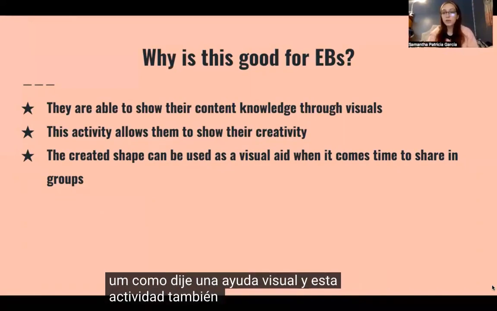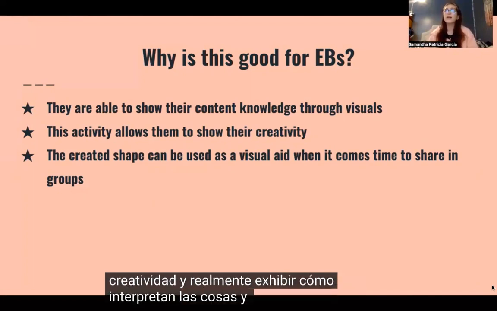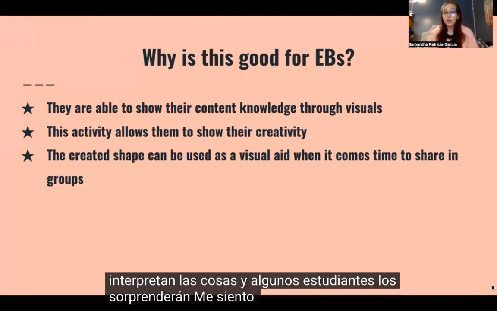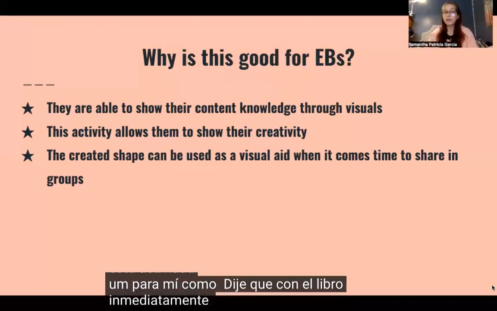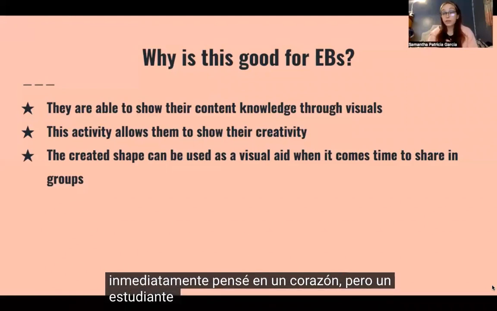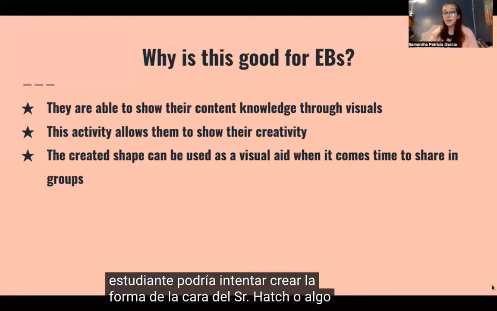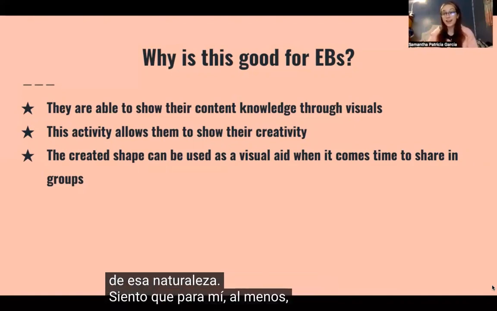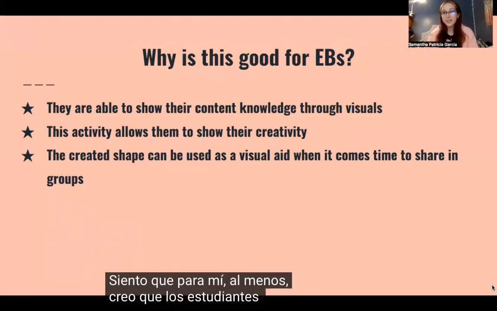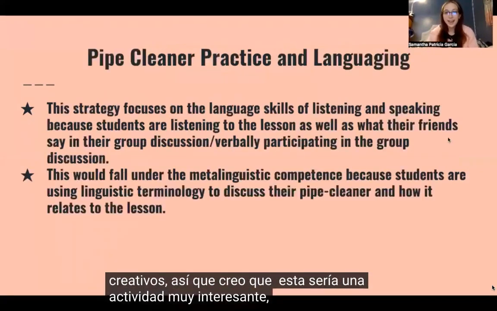And this activity also lets them show their creativity and really exhibit how they interpret things. And some students are going to surprise you, I feel like, with this activity. For me, like I said, with the book, I immediately thought of a heart, but a student might attempt to create the shape of Mr. Hatch's face or something else of that nature. I feel like for me at least, I find that students can be pretty creative. So I think that this would be a very interesting activity.